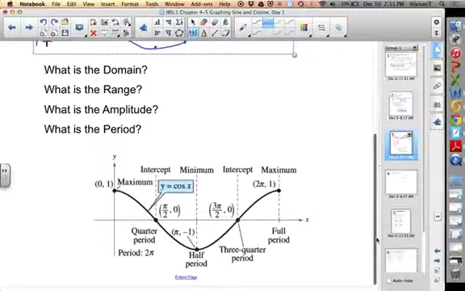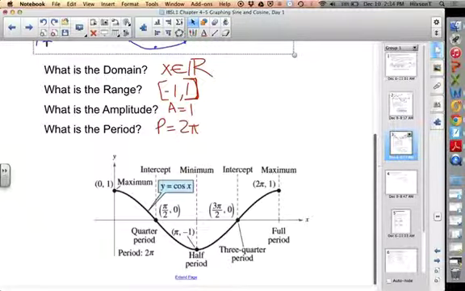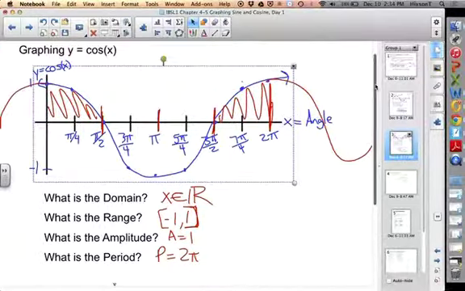Let's run through these real quick to make sure we've got them all. What's the domain of cosine? X is all real numbers. What's our range? -1 to 1. What's our amplitude? 1. And what's the period? 2 pi. So you see, sine and cosine are very, very similar. Sine and cosine are so similar, it's just that one is shifted over 90 degrees, so pi over 2.